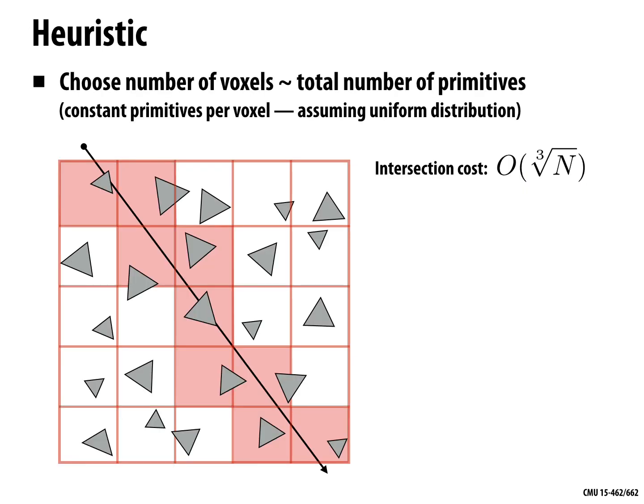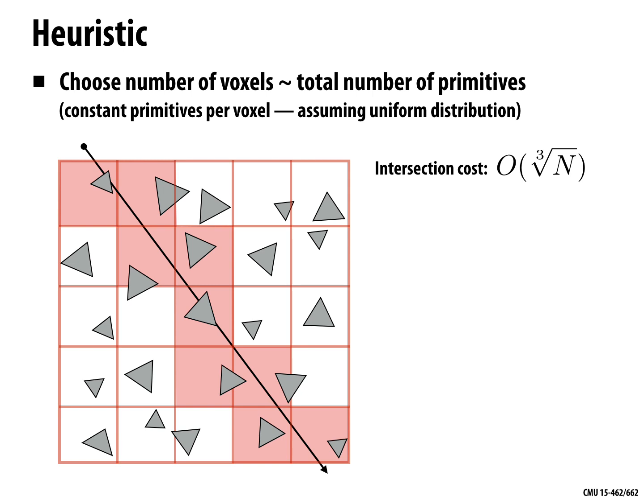So a common heuristic is to choose the number of voxels to be roughly equal to the total number of primitives, with the idea being that we're going to then have roughly a constant number of primitives per voxel. Of course, that assumes something very special about the geometry. It assumes that the geometry is distributed pretty uniformly. And there are important cases where that's what our geometry looks like, and there are plenty of cases where it's not. So you really have to think, is this the appropriate strategy for the kind of geometry that I'm working with?